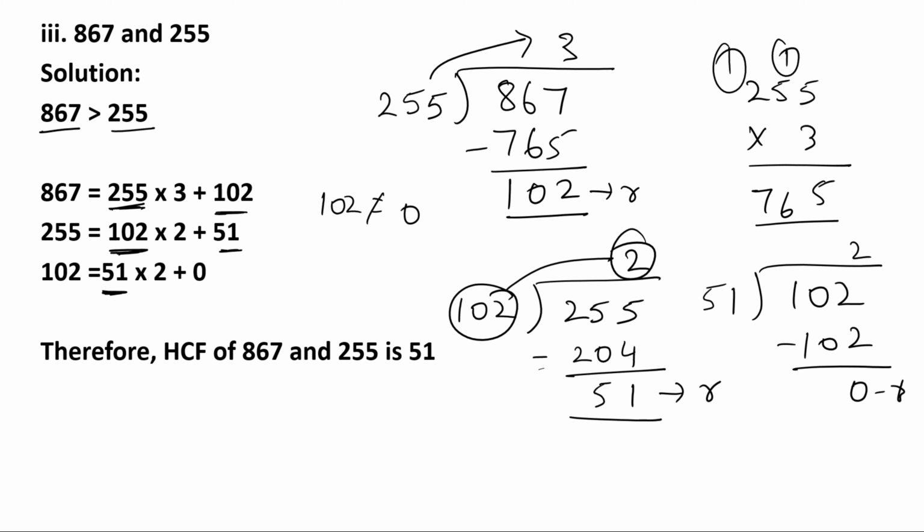Whatever is the divisor at the last stage, when we get the remainder as 0, becomes the HCF of the given numbers.